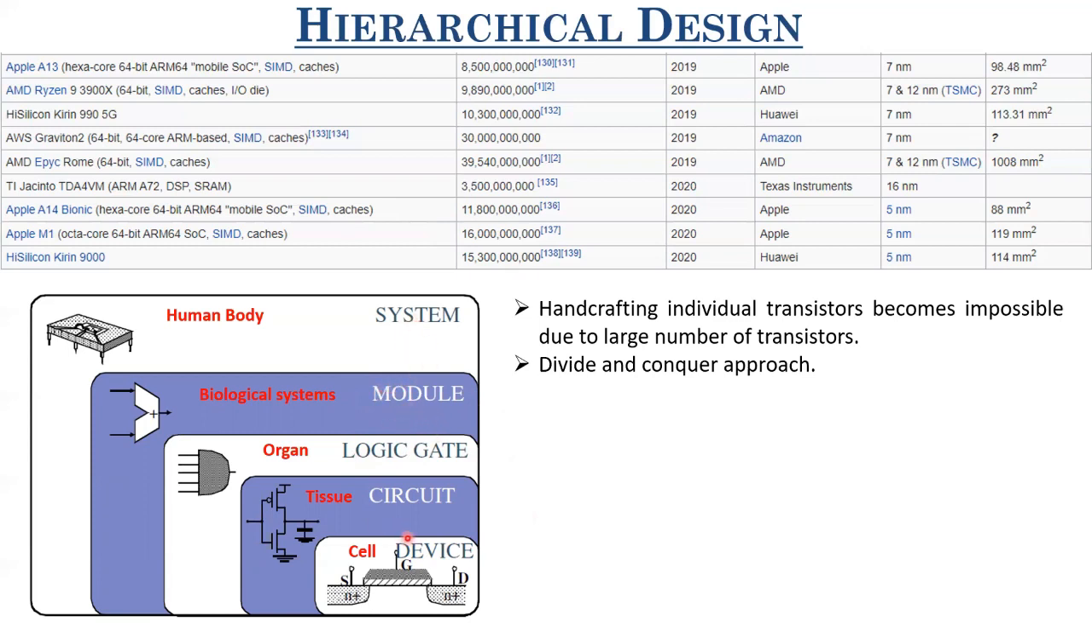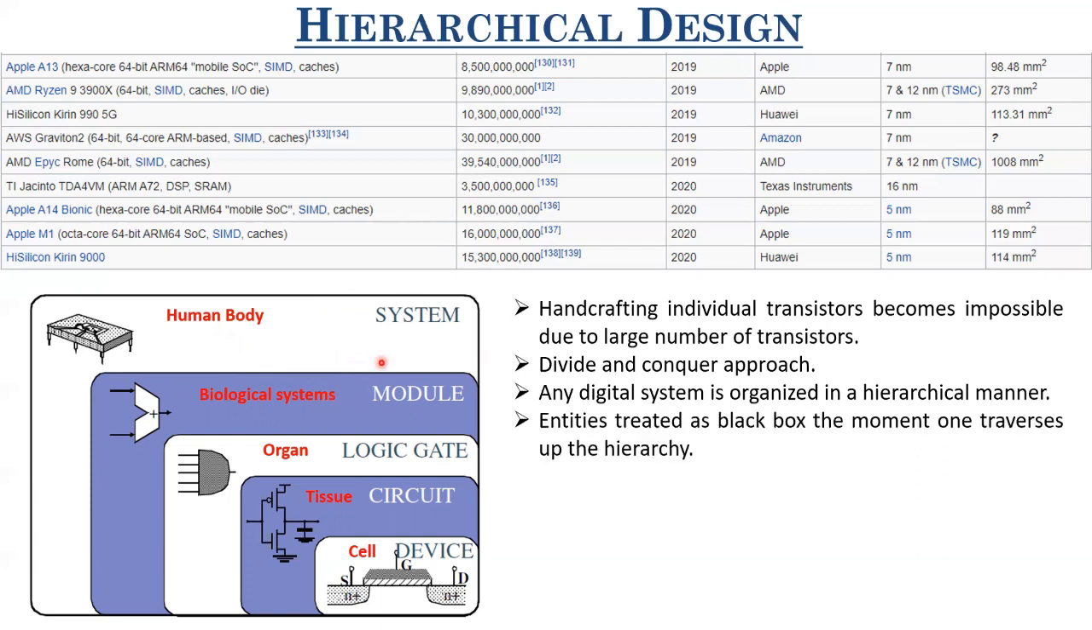This can be related to our human body as well. These devices or transistors act like cells. As cells combine to form tissue, this tissue can be related to circuits. As tissues combine to form organs, these organs can be related to logic gates. Then the organs combine to form biological systems like the digestive system, which can be related to a module. And all these biological systems together combine to form a human body, which can be related to the digital system. Any modern digital system, if you look at it closely, is definitely organized in this hierarchical manner, and it becomes really easy to design them that way.